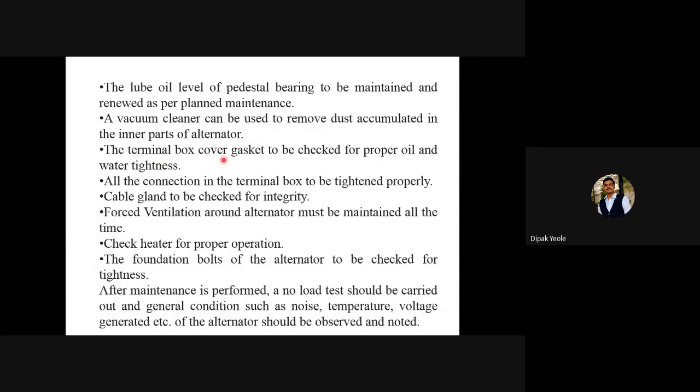The terminal box covers and gaskets are to be checked for proper oil and water tightness. In the terminal boxes, there must not be any water leakage. Let's say if you are using a hydro power plant, or if the alternator uses hydro pressure, then there is water available. So make sure that our alternator is free from water, or sometimes it must be free from oil. All the connections in the terminal box are to be tightened properly. Cable glands are to be checked for integrity. The cable glands and the terminals, we have to check those.